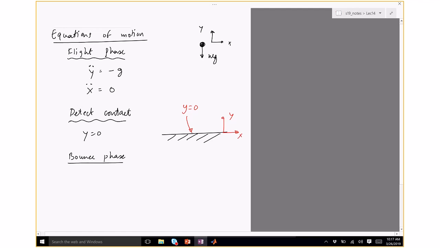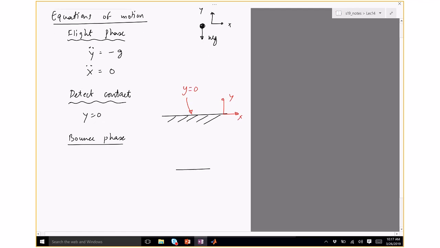Okay, Newton's law of restitution states that when a ball comes in with a velocity downwards, the ball has two velocities, x and y. The y velocity is downwards. The notation I like to use is to call vy negative the velocity before collision, and vy positive the velocity after collision.